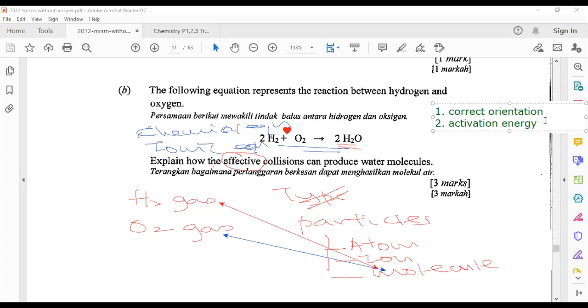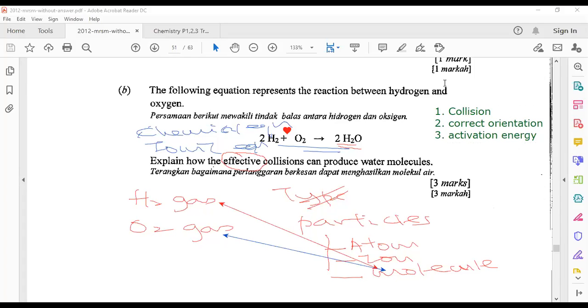Then number two, you are going to relate to the activation energy. How do you explain the activation energy? You can say that the hydrogen molecules and oxygen molecules achieve the activation energy, the minimum or higher, so that they can turn into the product. I repeat, when we are talking about effective collision, point number 1, you talk about the collision, who collides with each other. Number 2, you talk about correct orientation. And number 3, you talk about the activation energy. So this will be your answer.